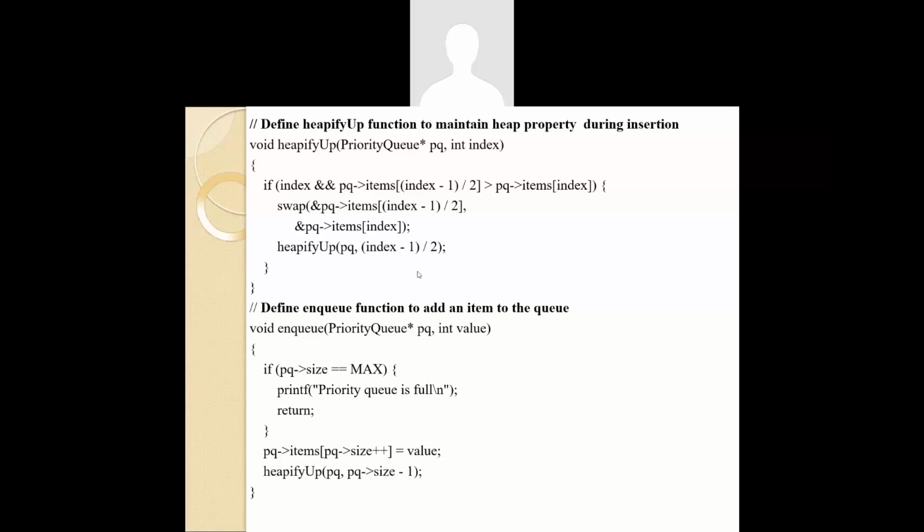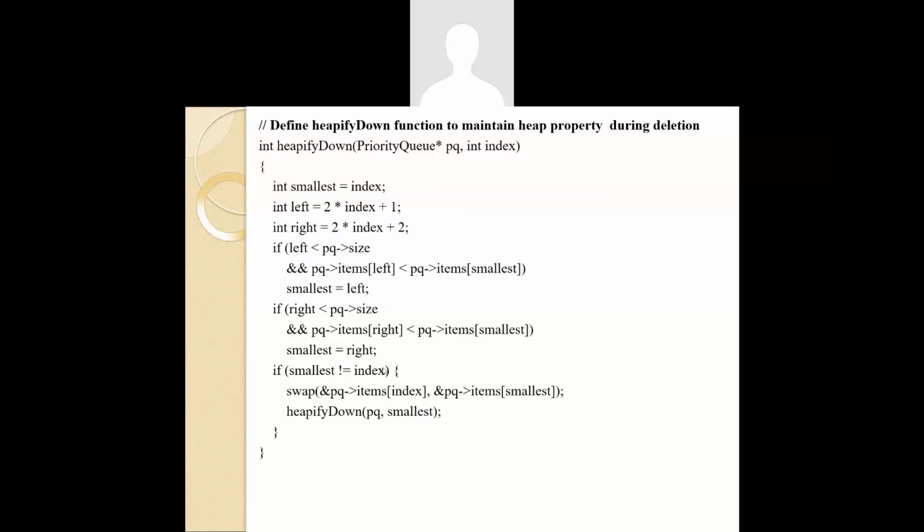The heapify up function has to store elements in ascending order, so that has to be done here. I have one more function, the heapify down function. For that, the elements have to be stored in descending order. Whichever is the smallest number, I'm taking the first index as the smallest. Again, I have to compare with the left side and right side, making the halves to compare with the left and right.